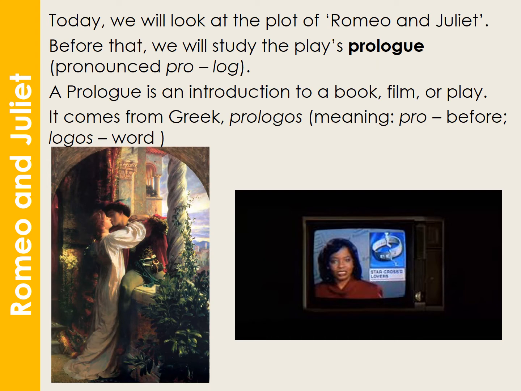Today, look at the star-crossed lovers there having a little smooch in the bottom left-hand corner. Today we will look at the plot of Romeo and Juliet. Before that, we will study the play's prologue. So you can see in bold that word prologue, pronounced pro-log. In this case, a prologue is an introduction to a book, a film, or play, and it comes from the Greek prologos, meaning pro, before, and logos, meaning word.